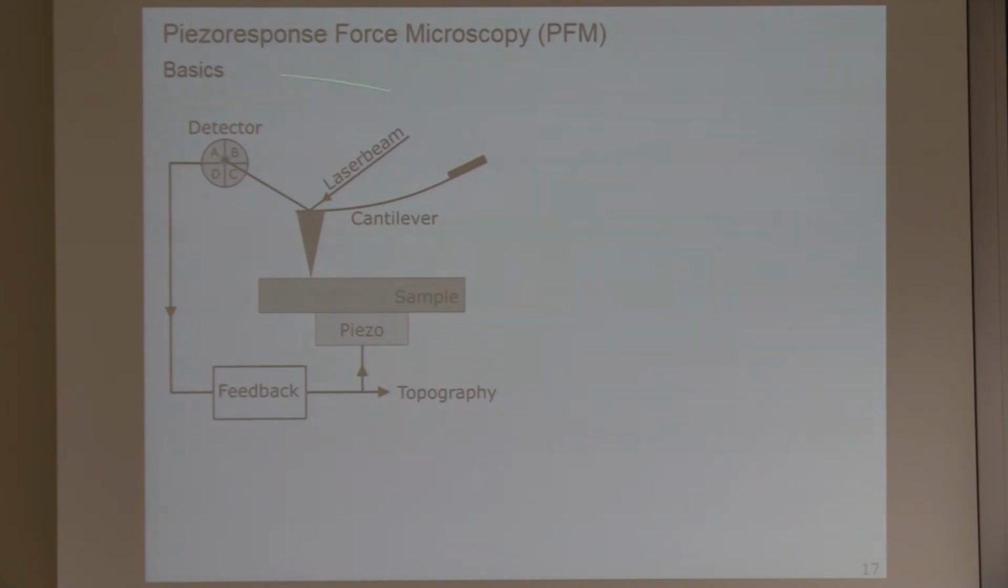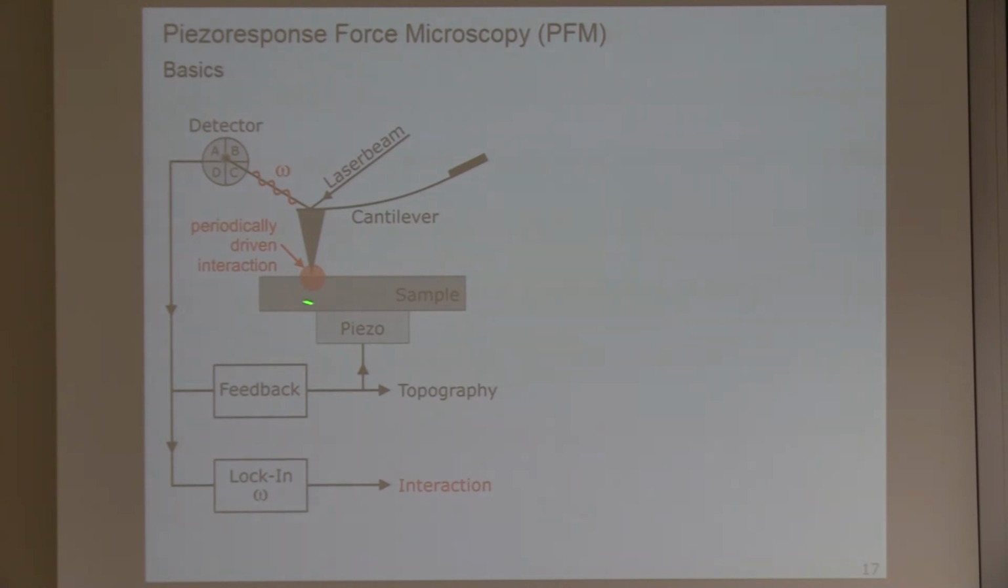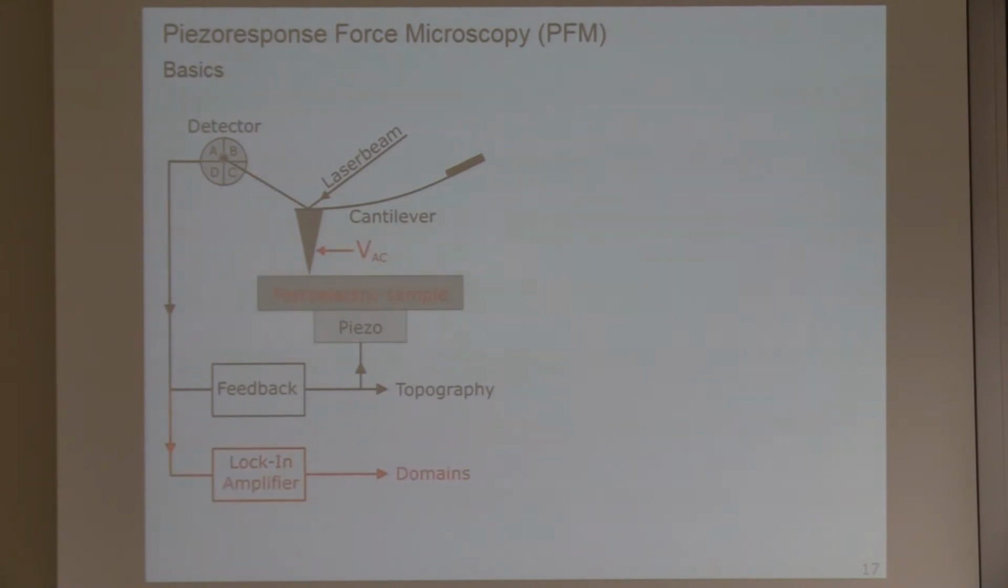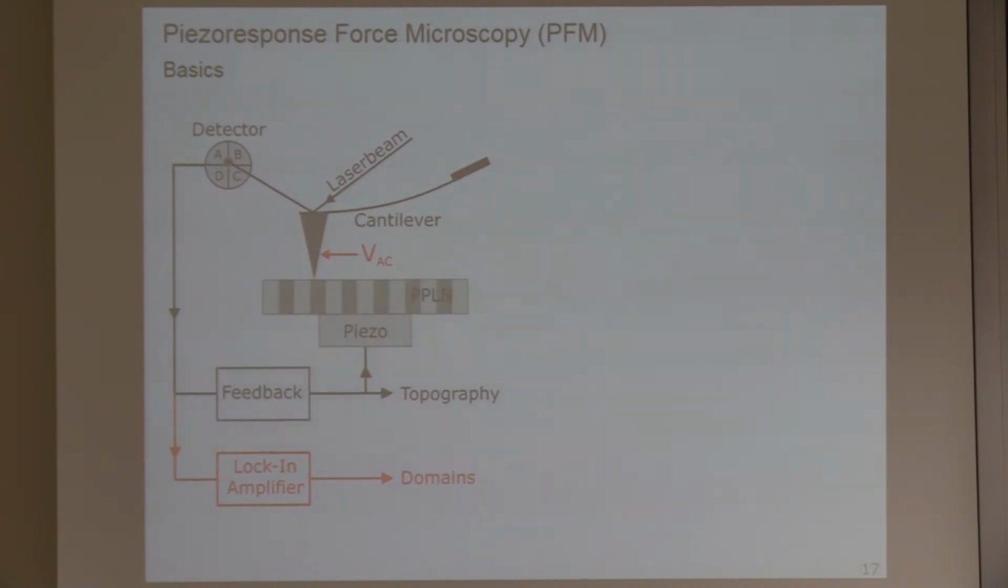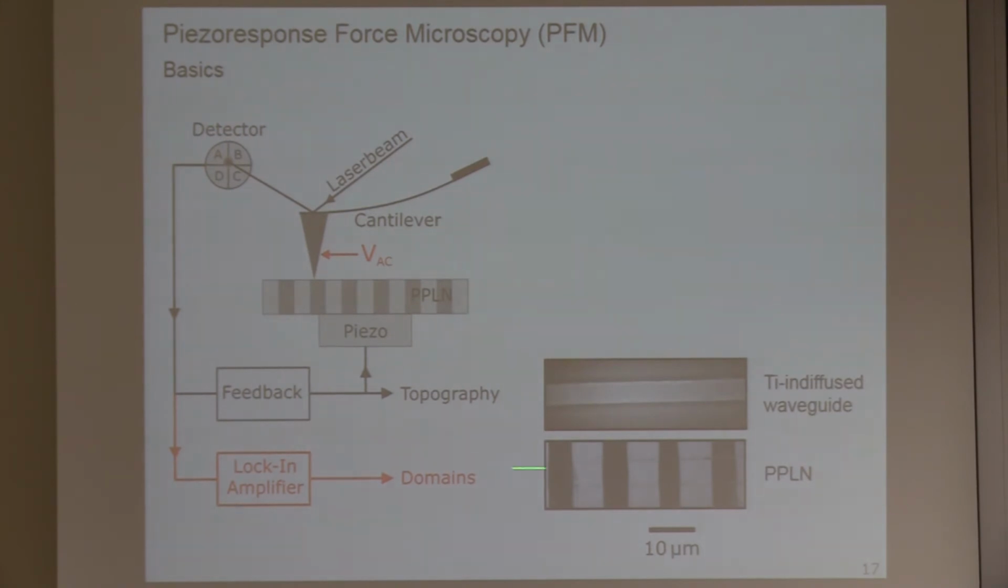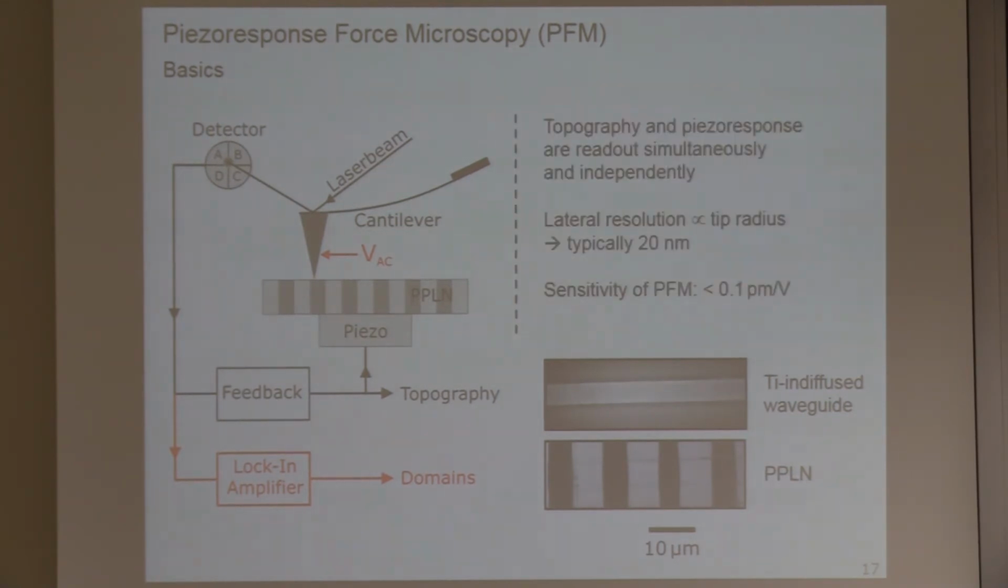This is our standard setup for a scanning probe microscope. Now the trick is, again, you drive an interaction periodically and you read out the interaction directly with a lock-in amplifier. If you have a ferroelectric sample, you apply a voltage to the tip, and you get a piezo effect because ferroelectricity entails piezoelectricity. So you get a signal change inside your material, and here are the schematics of such a periodically poled sample. If you scan across the sample surface, you nicely get such a signal from periodically poled lithium niobate, with 10 micron period widths, and these two signals can be recorded simultaneously and independently.